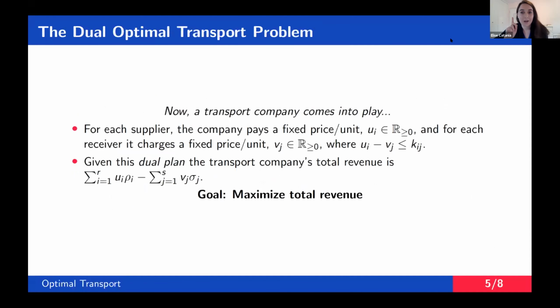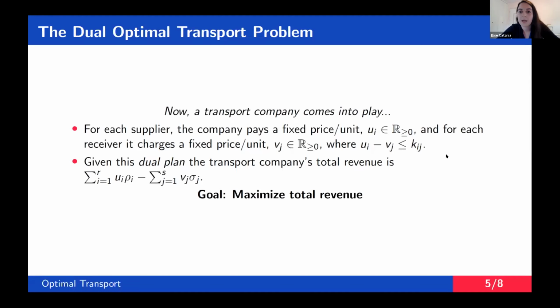Okay, but what we really care about here is the dual optimal transport problem. So now what's going to happen is a transport company comes into play, and this transport company has an alternative pricing structure. So instead of caring about the actual route taken to send my eggs over from the farm to a grocery store, the transport company will have it such that for each supplier, the company pays a fixed price per unit, and for each receiver, it charges a fixed price per unit.